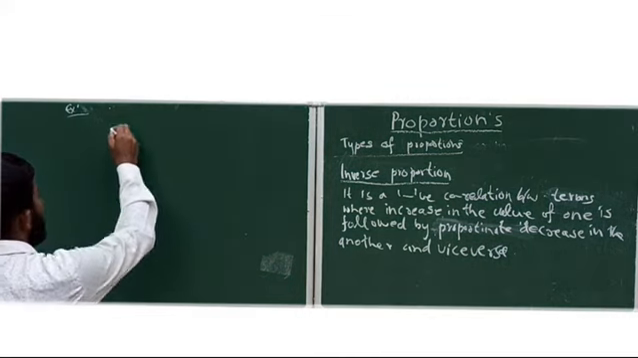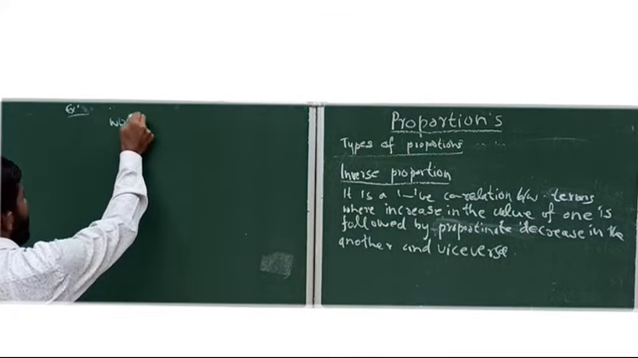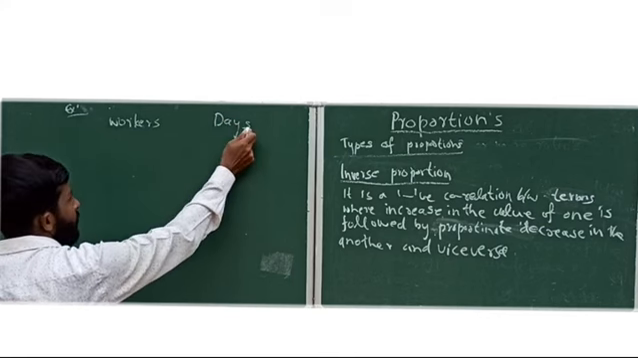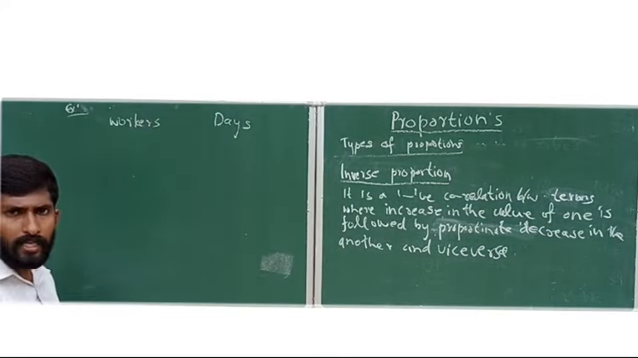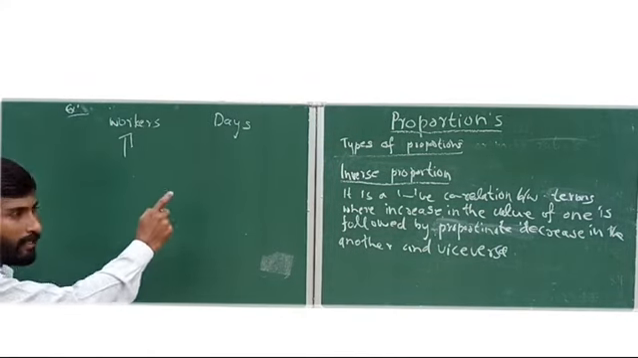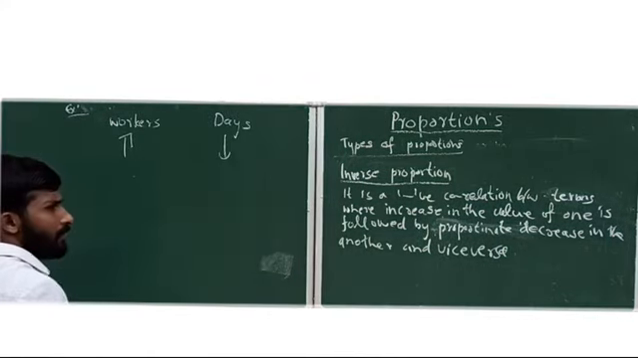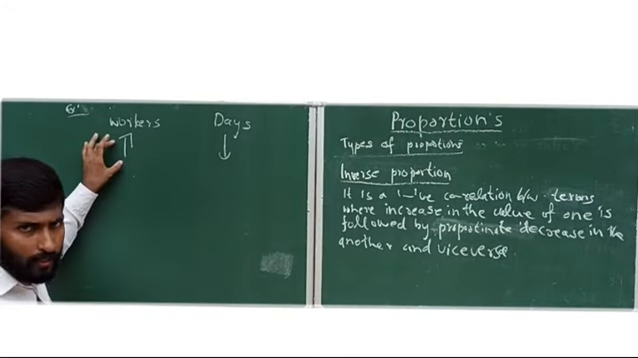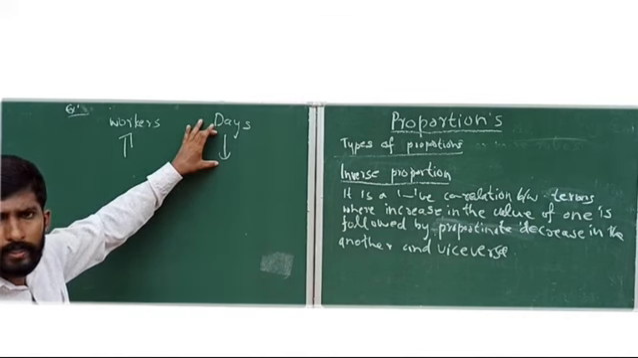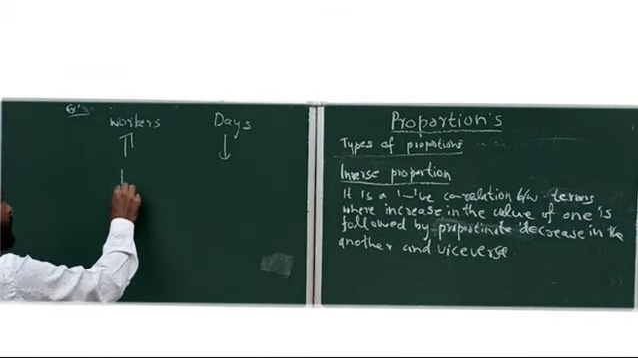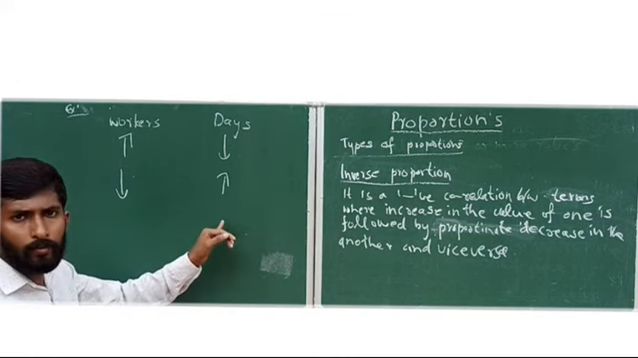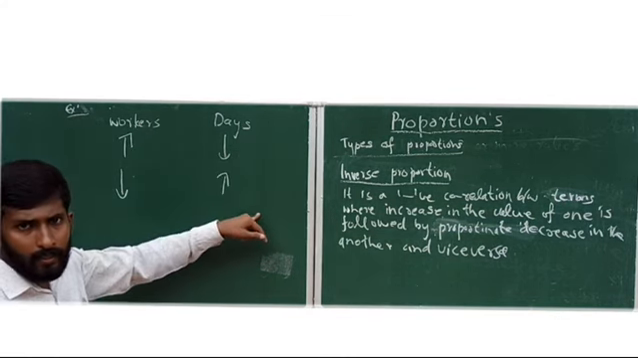For example, I am taking workers and days. That means the time taken by the workers to finish the work. Okay, workers increases, clearly days decreases, right? As the number of workers increases, they will take fewer days to finish that work, right? Suppose workers decreases, then clearly the number of days to finish that work increases, right?